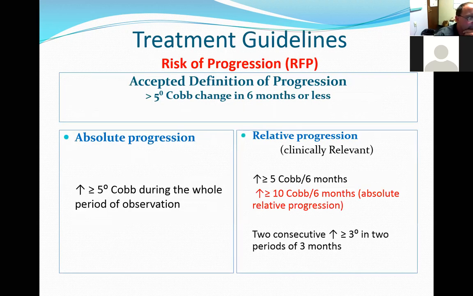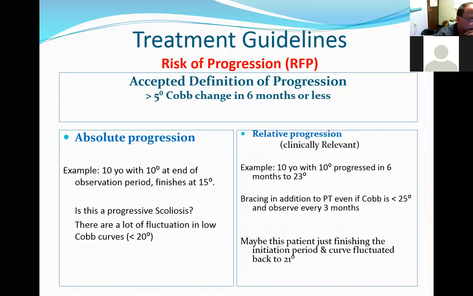Won't spend a lot of time here. These are just talking about absolute progression. Most of you are probably very familiar with that, and relative progression. Obviously, one of the things to consider is 2 consecutive increases of greater than 3 degrees in 2 periods of 3 months would be considered relative. And then also greater than 10 degree Cobb in 6 months is absolute progression. I'm going to go ahead and just go past this area. Again, that can be read later.